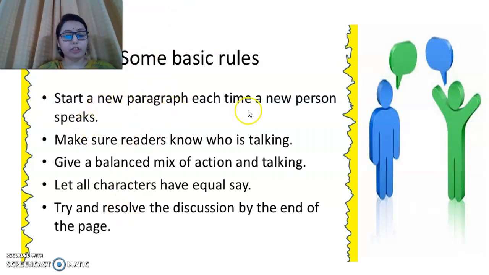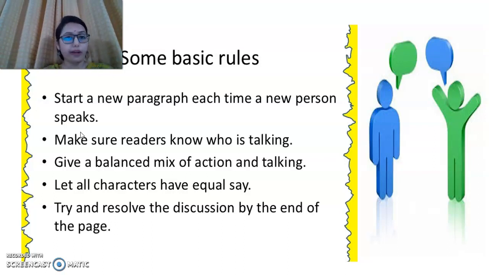Start a new paragraph each time a new person speaks. That is, whenever you write about one speaker, it will be in one paragraph. When you write about another speaker, you will have to write this speaker's speech in another paragraph. So both will not be in one paragraph.